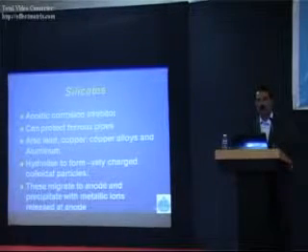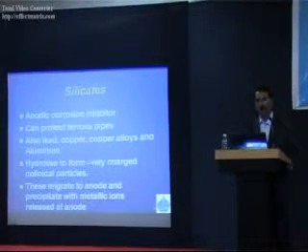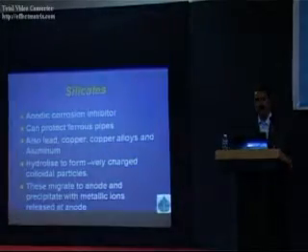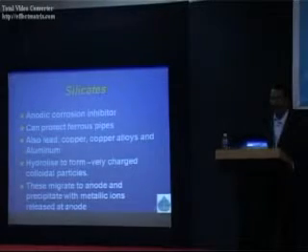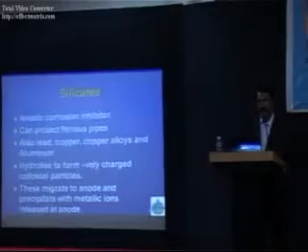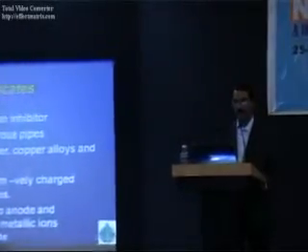There is one more chemical, silicate, which can be used, but this is not prominently used in India. This is also a very good corrosion inhibitor, an anodic corrosion inhibitor. This can protect ferrous pipes, also lead, copper alloys and aluminium. This hydrolyzes to form negatively charged colloidal particles. But because of various limitations, silicates are not used.